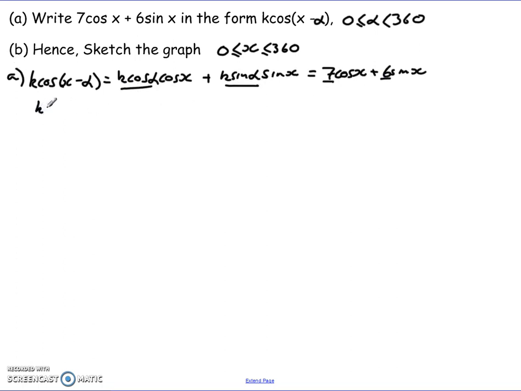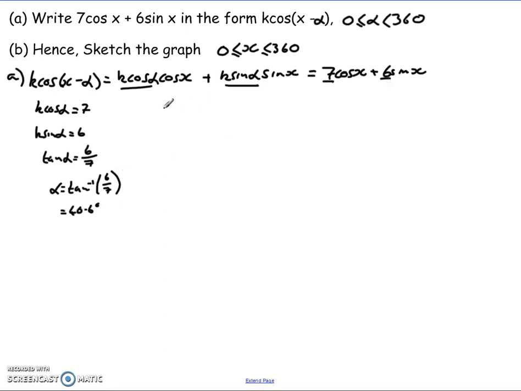So k cos alpha equals the coefficient of cos x, which is 7. k sin alpha is the coefficient of sin x, which is 6. And then I know I can use that to get tan alpha, sin over cos, which is 6 over 7. Now, think back to when we were using our CAST diagram again. All three of these are positive, so I know I'm just going to do alpha is tan inverse of it, and I'll get my value that I'm going to put in the equation. So tan inverse of 6 over 7, when I calculate that, gives me 40.6 degrees to 1 decimal place.